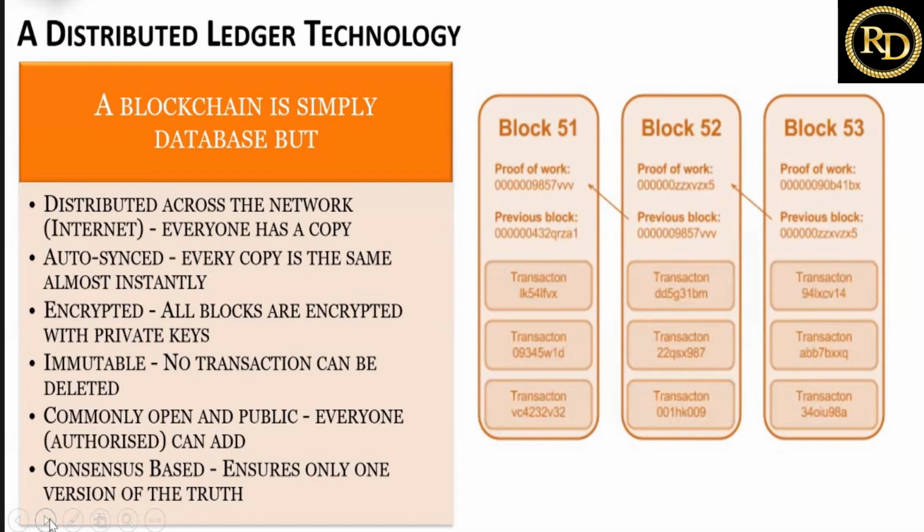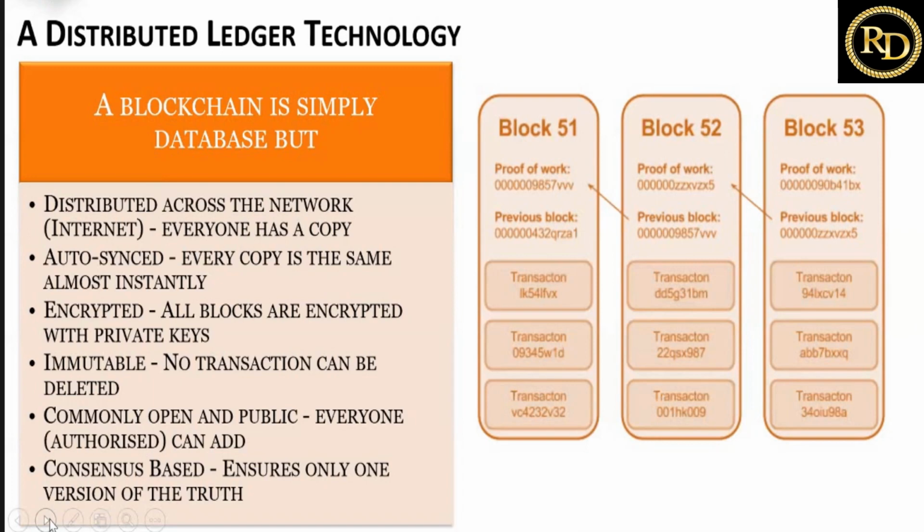Now let us understand what this distributed ledger technology is all about. It is nothing but a simple database, but it is distributed across the network, typically on the internet, and everybody who is a part of that network has a copy of it. It is auto-synced, so every copy is the same, always instant. So the transaction information on my node would be similar to anyone else's node in that network. It is encrypted, so all blocks are encrypted with the private key. Anybody who creates a transaction writes it through a private key, and those who validate it do so through their private keys. Finally, anybody having access with the public key can see that transaction. It is also immutable, so no transaction can be deleted.